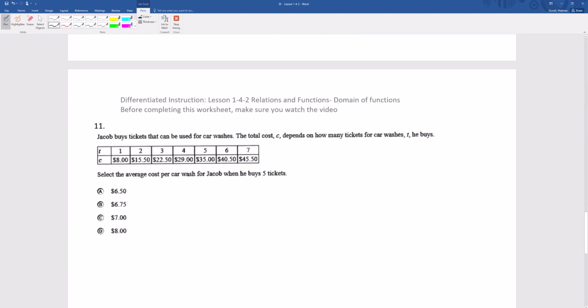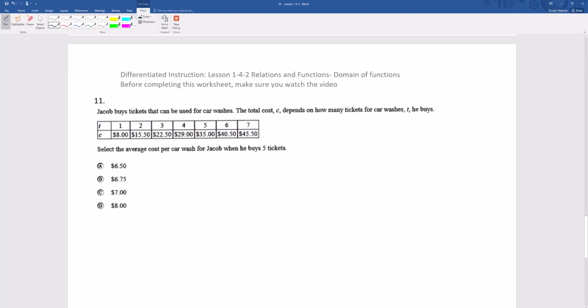For 11, it says Jacob buys tickets that can be used for car washes. The total cost C depends on how many tickets for car washes T he buys. Select the average cost per car wash for Jacob when he buys 5 tickets. So the average cost, so this is how many tickets he's buying. So if the total cost is 35 and he bought 5 tickets, that means you have to divide them. So you get 7. And so the answer is going to be C, 7.